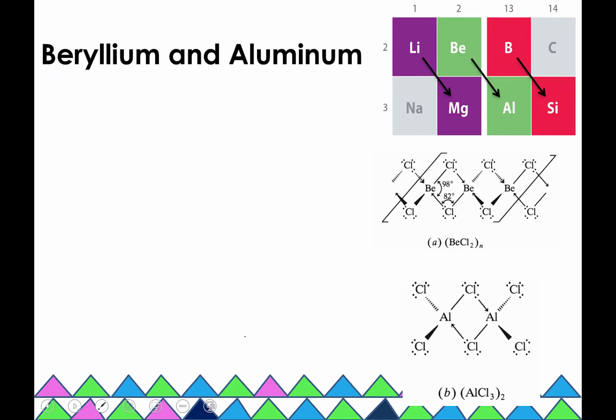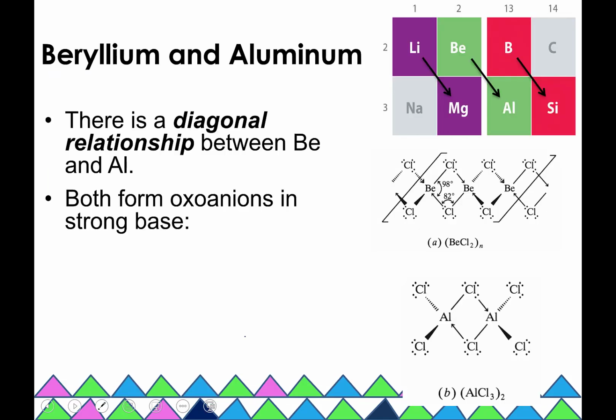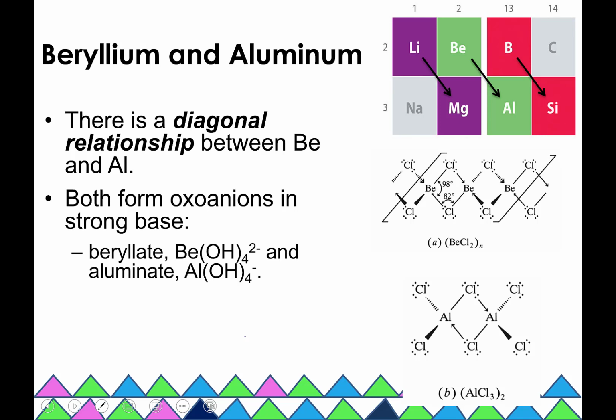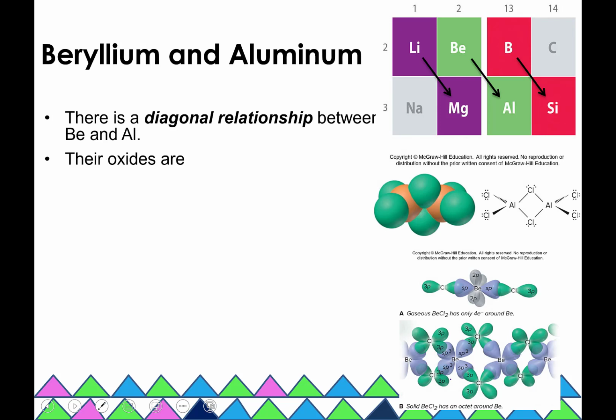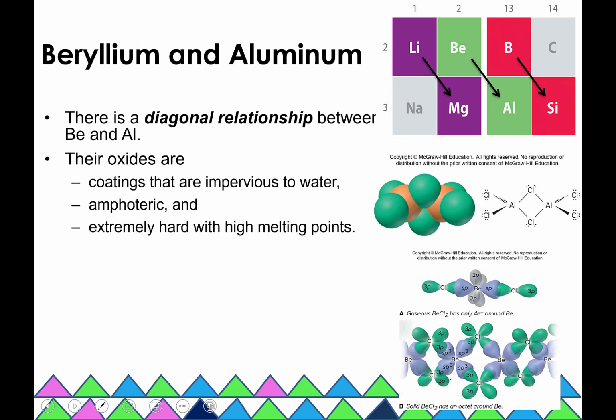So here's some of the similarities. Both form oxoanions, so beryllate and aluminate. They both form these bridging bonds in their hydrides and their chlorides. So we talked about these similar structures of BeCl2 and aluminum chloride when we introduced the diagonal effect. They also have similarities in their oxides. Remember, we were just talking about acidic and basic oxides. For both beryllium and aluminum, the oxides are amphoteric and the coatings are impervious to water.